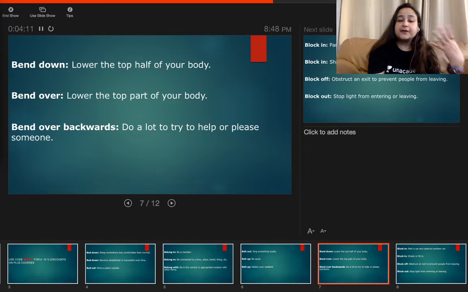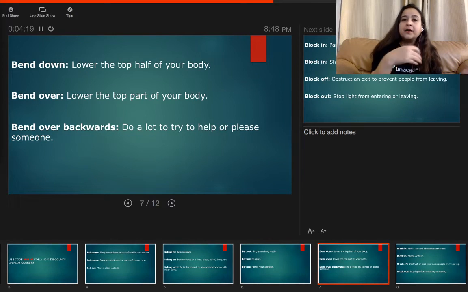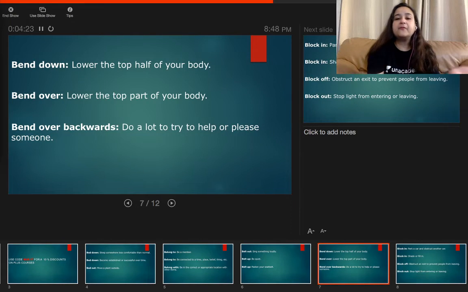You are doing that extra thing. So when my boss came to my house, I bent over backwards to make him happy. Or when my father and mother were visiting me, I bent over backwards to make them comfortable and happy when they were visiting my place. So you go out of the way, you do something extra to please that person. Okay, so you bend over backwards.